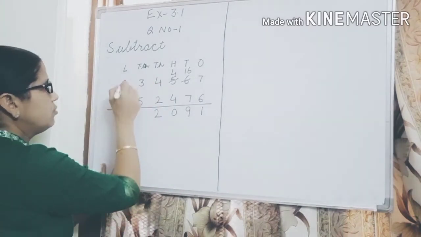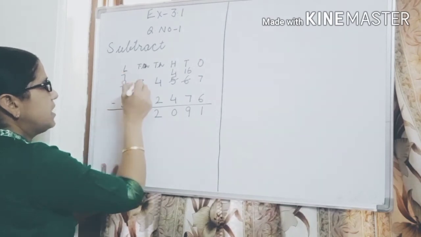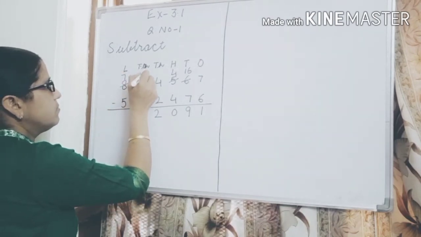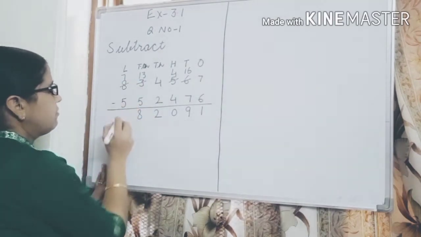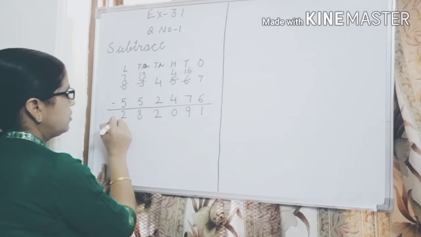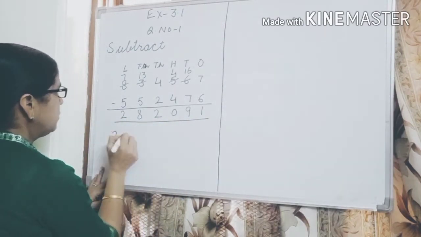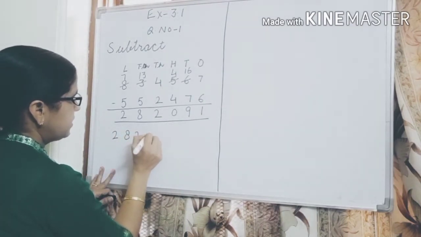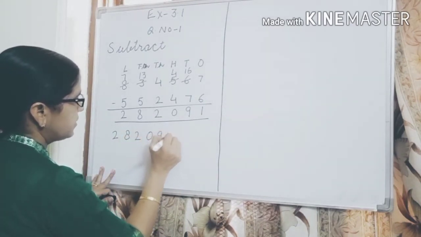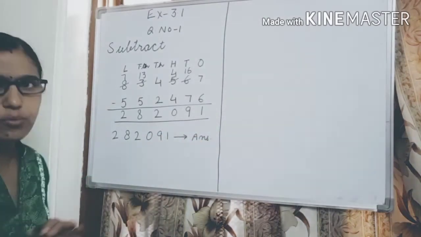Then what do you have to do? You have to take a borrow from this 8, it will become 7 and it will become 13. 13 minus 5, 8. 7 minus 5, 2. This is our required answer, 2,82,091. Now I hope you understand.